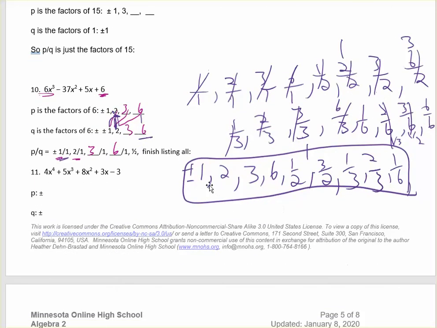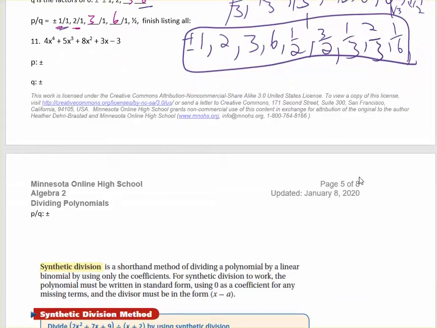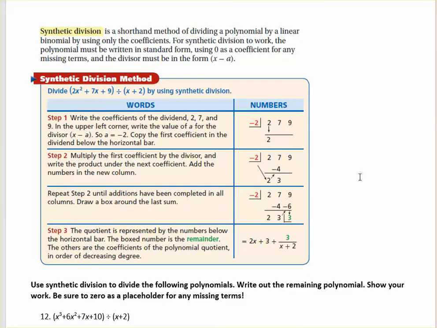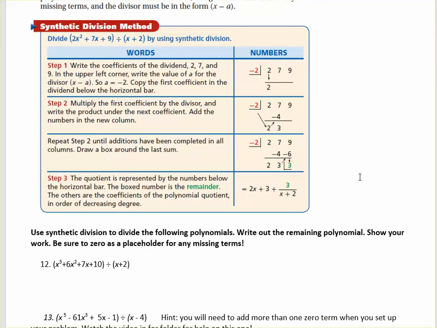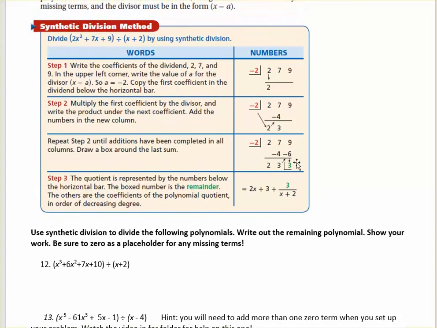And you would start trying the easier ones first, and then start trying the fractions if you didn't find them in the integer answers. Alright, now we're going to move on to synthetic division. Synthetic division is another way of doing division that is a little bit less hard to write out. So to do synthetic division, there's a good example here with all of the steps.